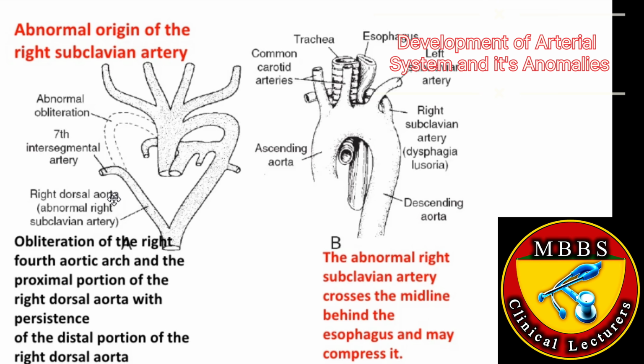So the right fourth aortic arch, which had to give rise to the right subclavian artery, obliterates, and the proximal portion of the right dorsal aorta also obliterates, with persistence of the distal portion of the right dorsal aorta. We have the formation of this abnormal type of subclavian artery, which may cross behind the esophagus and may compress it.